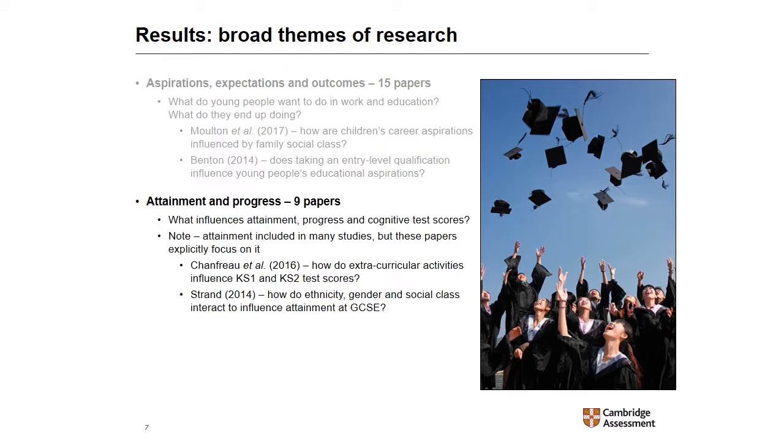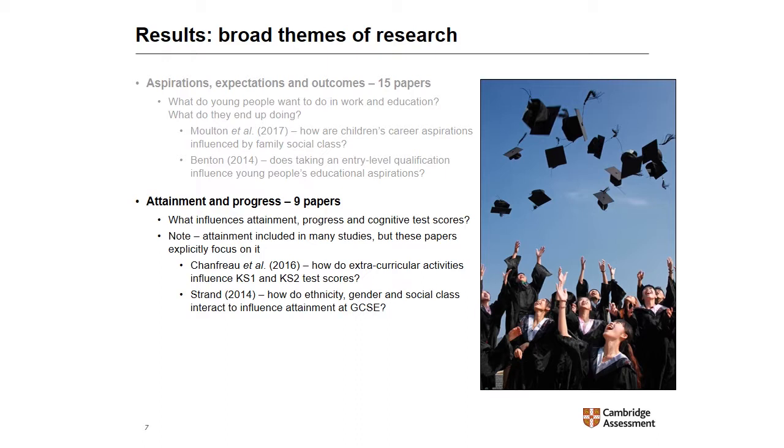The next category I identified was attainment and progress, and this was asking questions like what influences attainment, what influences progress, and it also included the same questions about cognitive test scores, because bear in mind that particularly for the Millennium Cohort study, the children through most of the sweeps for which data were available were quite young and hadn't necessarily sat standardized tests, so cognitive test scores were also used.